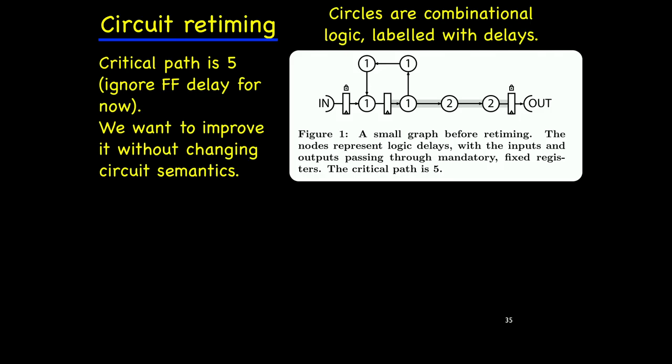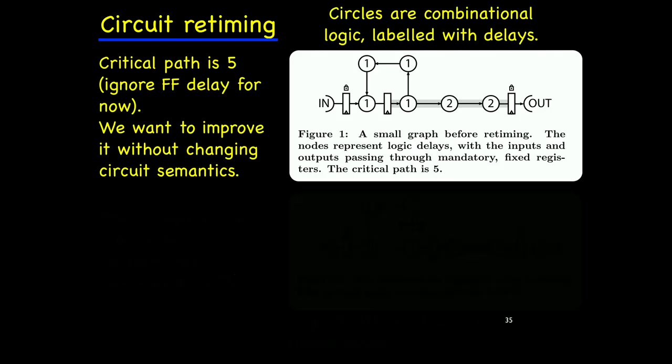The critical path in this is 5. If you just ignore the register delays for now, the flip-flop delays, it has a critical path of 5. It's this path here. 1 plus 2 plus 2 is 5. This path here, by the way, comes around, has a path delay of 4. So that's not the critical one. This is a more critical one. So can we find a way to shorten the critical path? We can do that by moving the register.